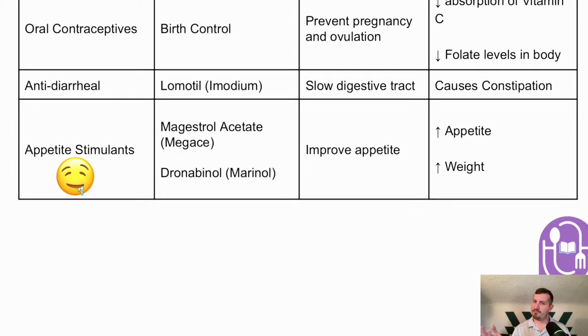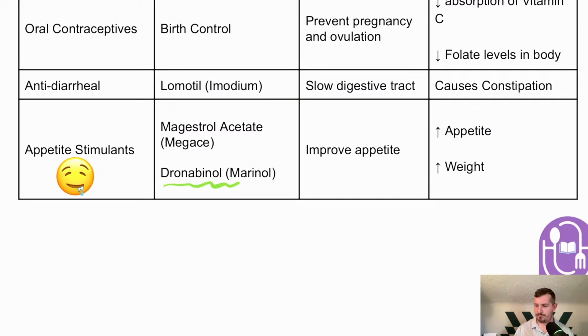Appetite stimulants. Pretty self explanatory as to what they do. They improve appetite. Here's two that I wanted you to know: megestrol acetate, also known as Megace, and dronabinol, also known as Marinol. For those of you that might or might not know, one of these two is marijuana based, actually. So you can kind of guess between the two if you needed to. Our marijuana based one is going to be dronabinol. I don't think it's necessarily needed to know, but I find it to be an interesting topic.